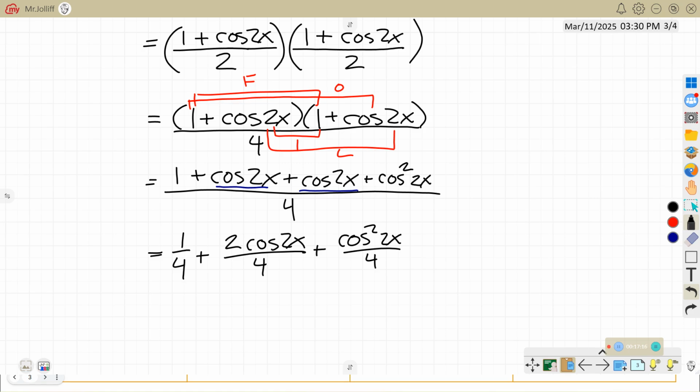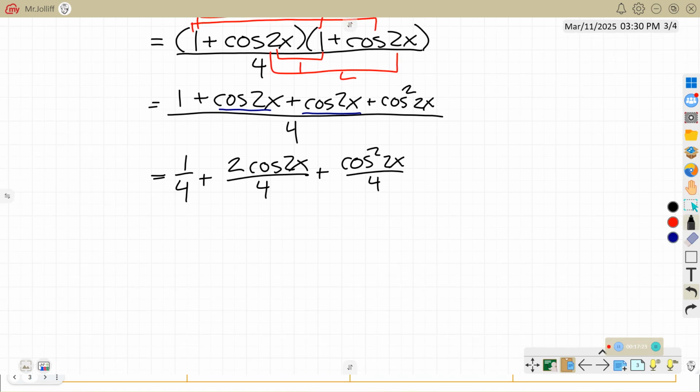And I see something that can reduce and something that can be replaced. So 1/4 is 1/4. Don't care about that. Middle fraction. What can I reduce? 2 and 4. They're both divisible by 2. This is going to become a 1. This is going to become a 2. 1/2 cos 2x. Very good. And this guy is a squared. We have a formula to reduce that.